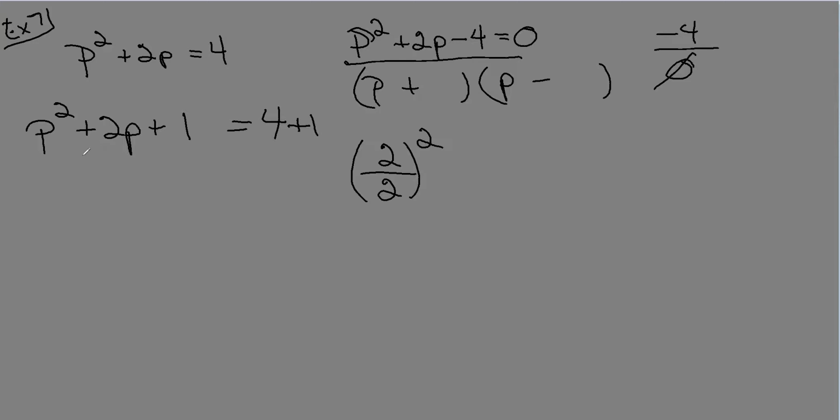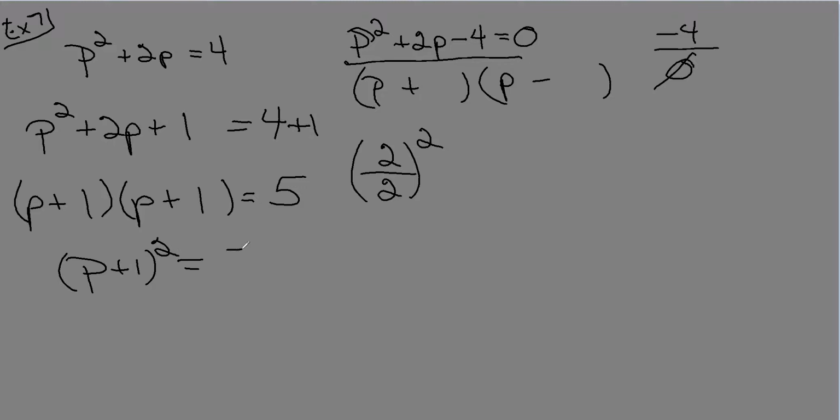Next, I'm going to factor this p squared plus 2p plus 1. All right, so that I can factor now. That'll be p plus, and what two numbers multiply to give you 1? It can only be 1 times 1. And that's going to equal the right side of 5, since 4 plus 1 is 5. So at this point I've got p plus 1, and I want to write it squared, equals 5.